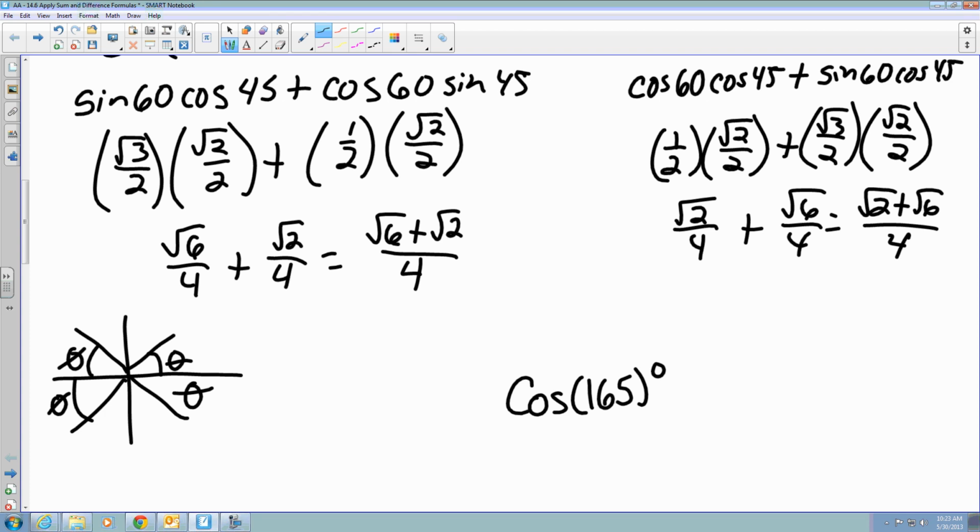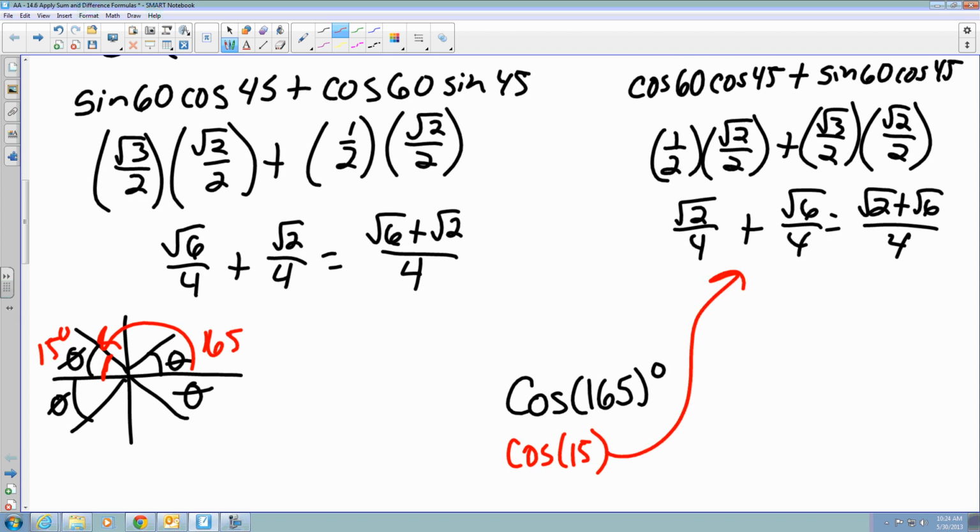Cosine of 165, if you're going to use this as a reference angle here, drawing it here, this is 165 degrees, but the reference angle of this ends up being 15. So that means for this one here, I would find the cosine of 15, which we did here in example B, which ends up being the square root of 2 plus the square root of 6, all divided by 4.